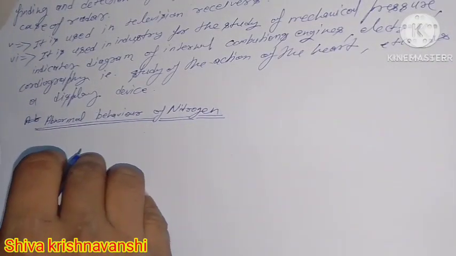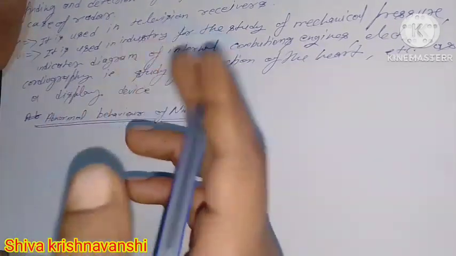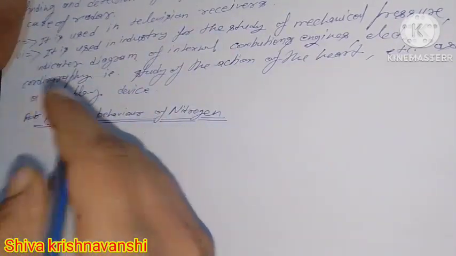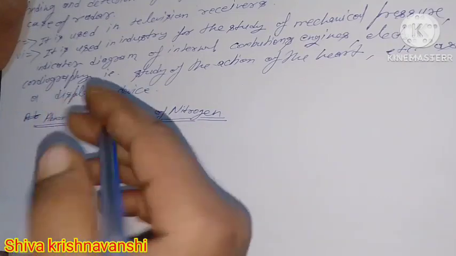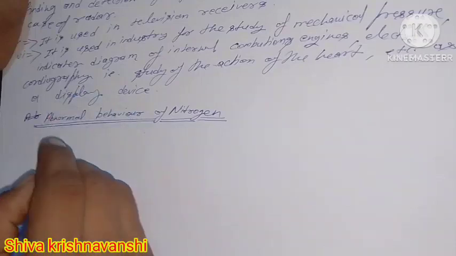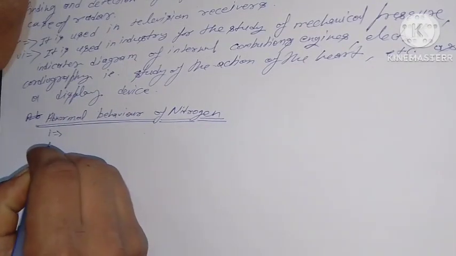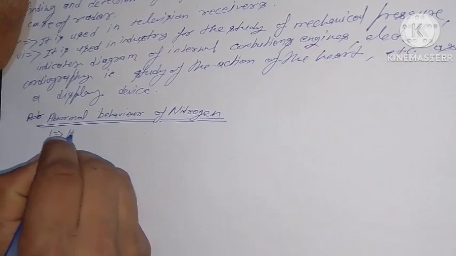Abnormal behavior of nitrogen. Nitrogen shows anomalous or abnormal behavior with the other elements of group 15 due to the following causes. First is high electronegativity value.